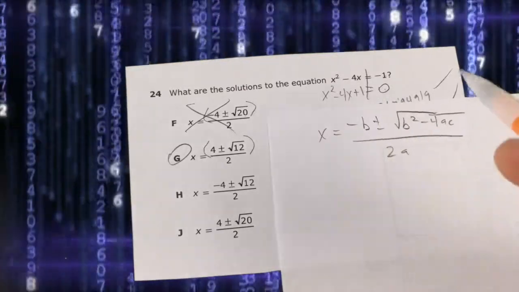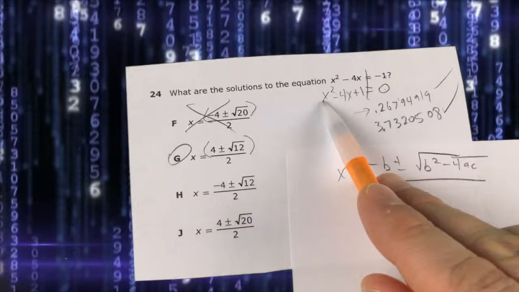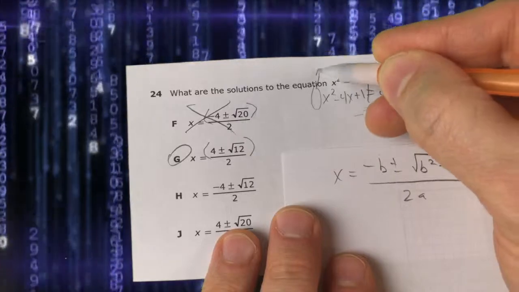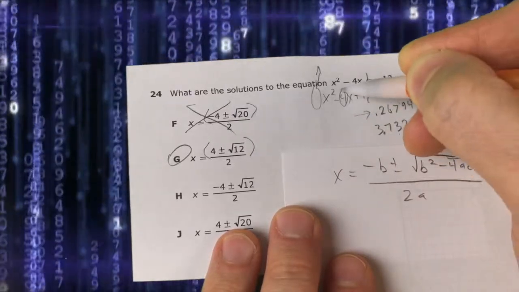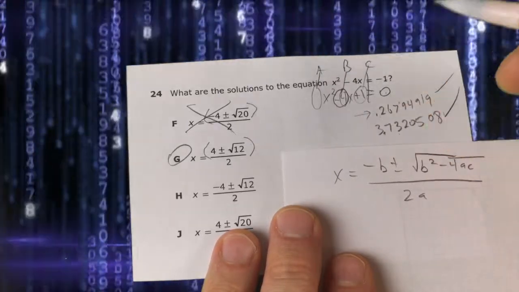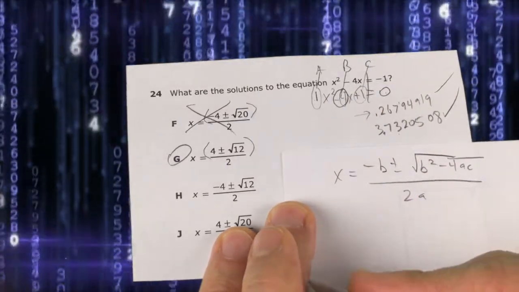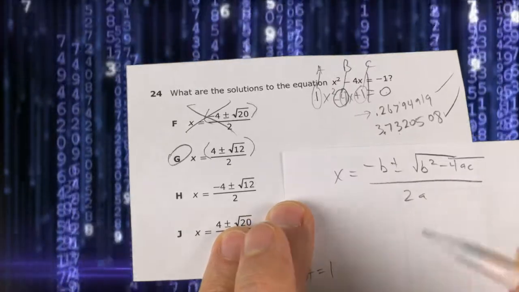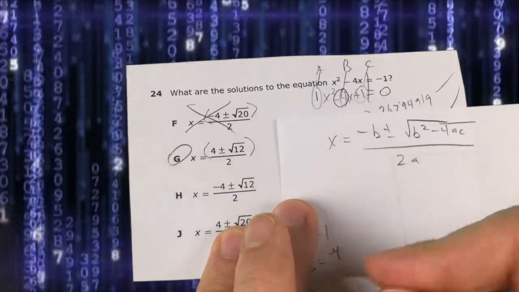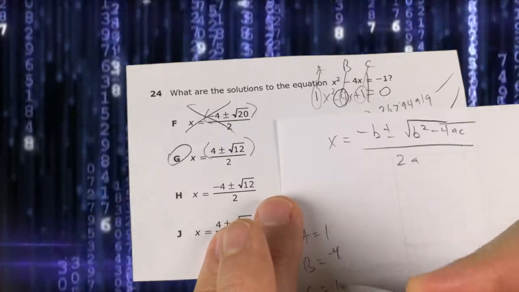All right. So we have x squared minus 4x plus 1 is 0. We have our a value here, our b coefficient here, which is a negative 4, and our c value here. The a value is 1 because there's nothing there. Okay, so I'm going to say a equals 1. Our b value is negative 4. Okay, so I'm going to write that down. And our c value is 1. All right, so a is 1, b is negative 4, c is 1.